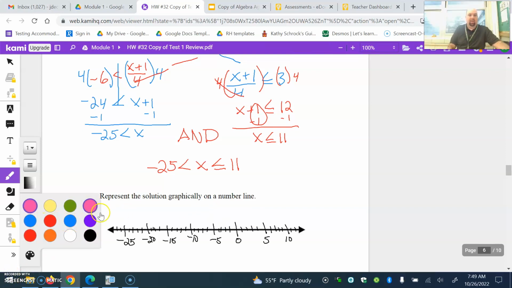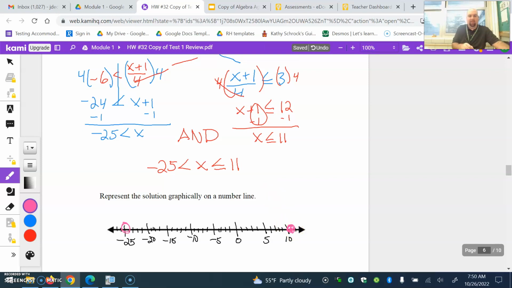All right, so I needed to take a second to set this up because from negative 25 to positive 11 is a lot of space. So I needed to make my number line a little bigger than normal. All right, so let's start at negative 25. It's x is greater than negative 25 if I read it right to left, or negative 25 is less than x. But it is not less than or equal to, so that means it is an open circle. 11, however, is equal to, so I'm going to come all the way up here to 11 and shade it in.